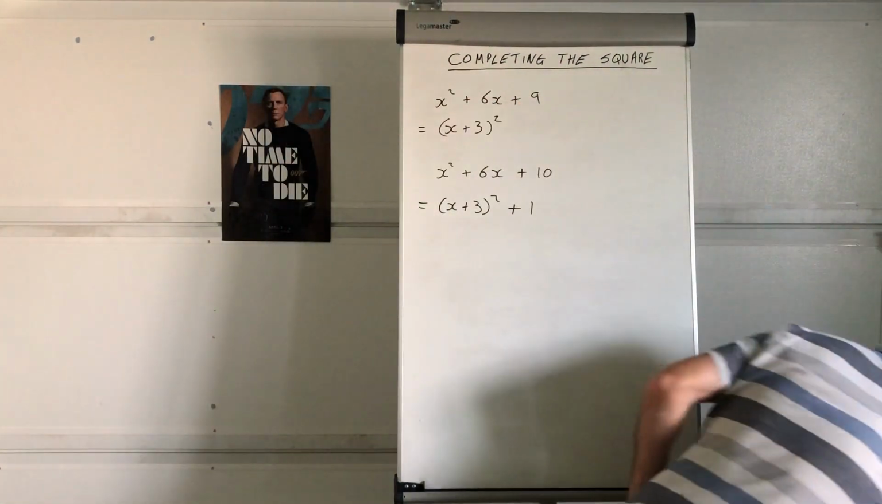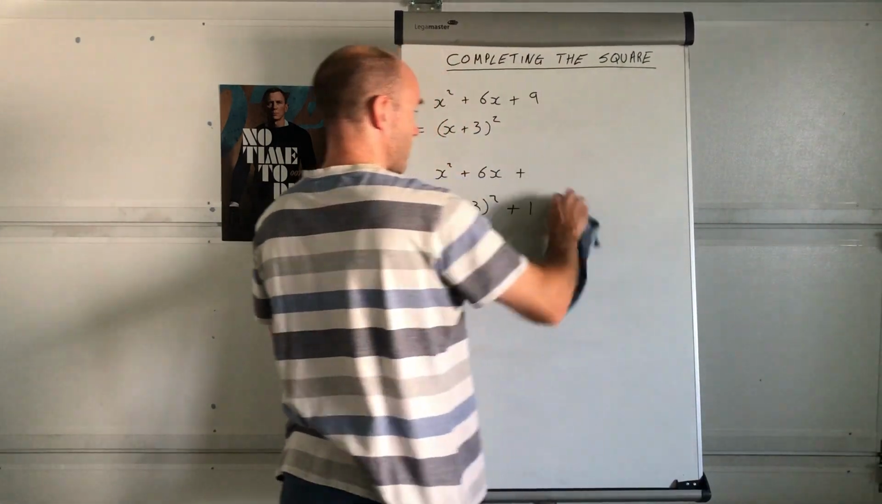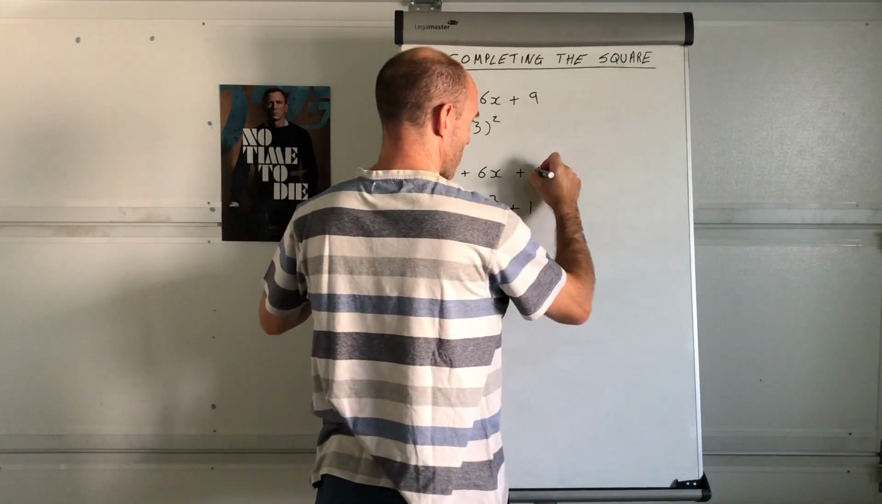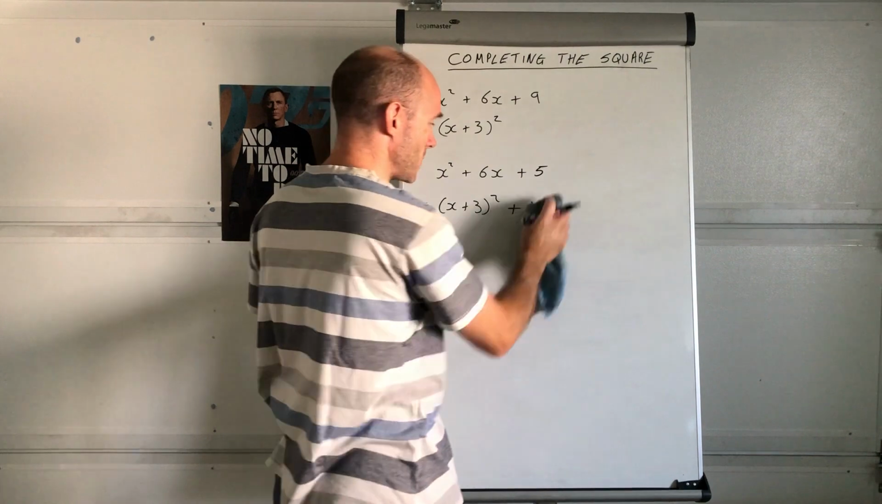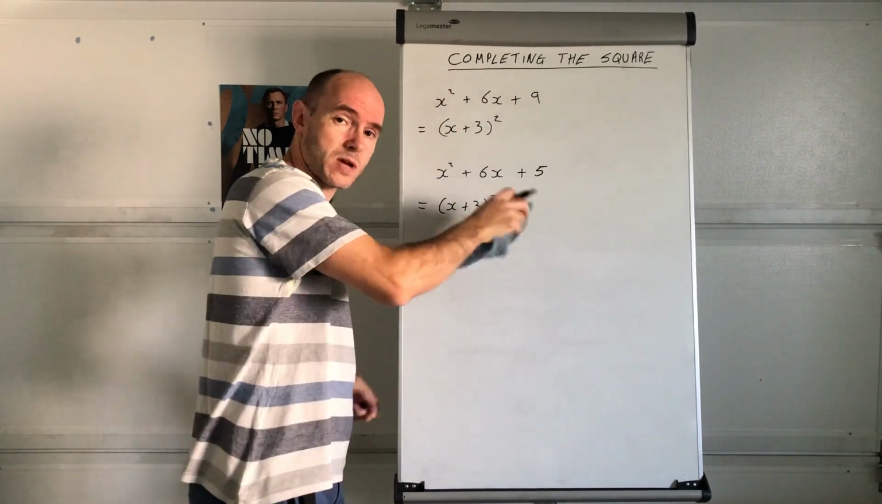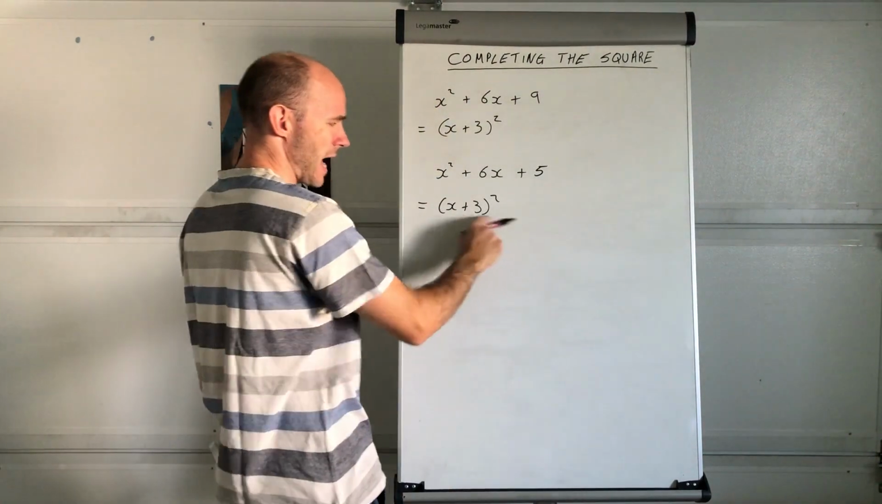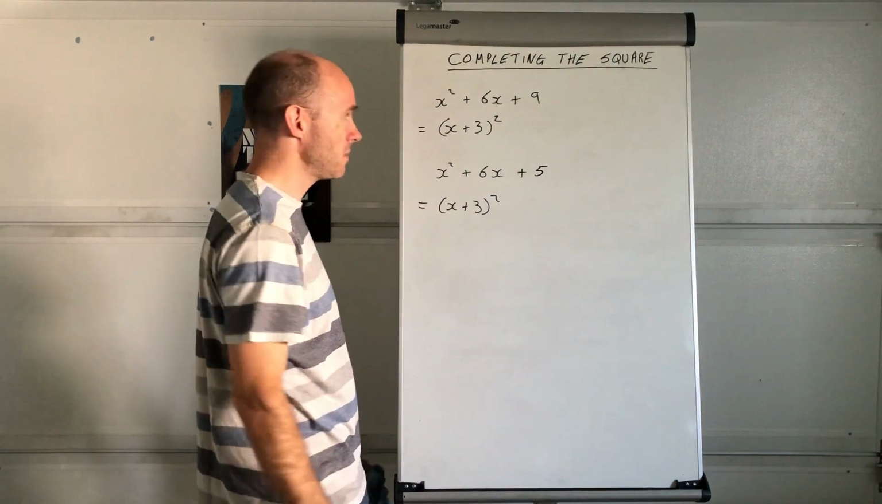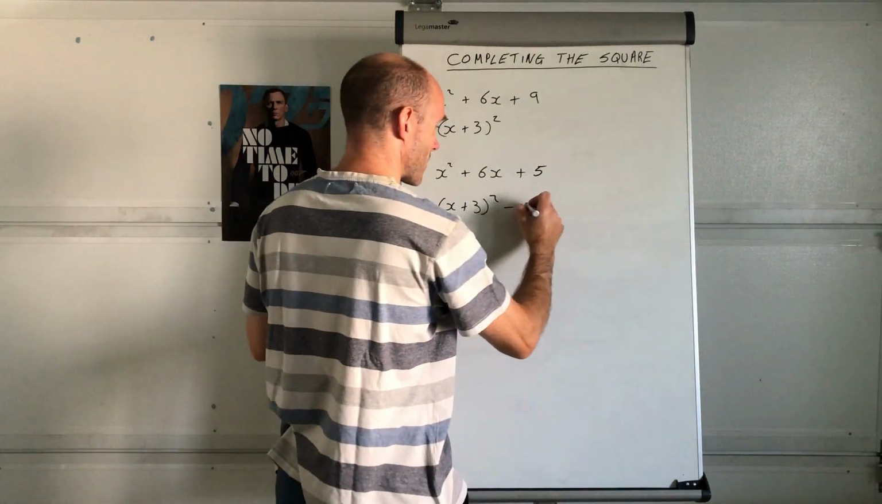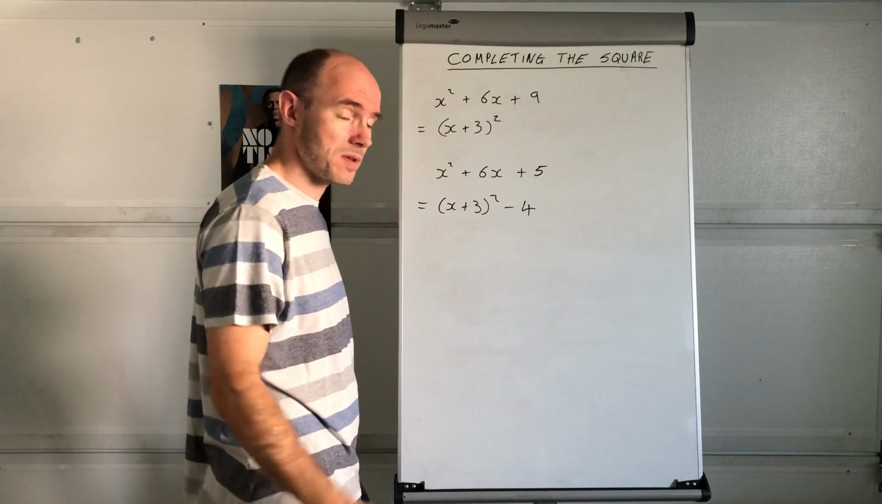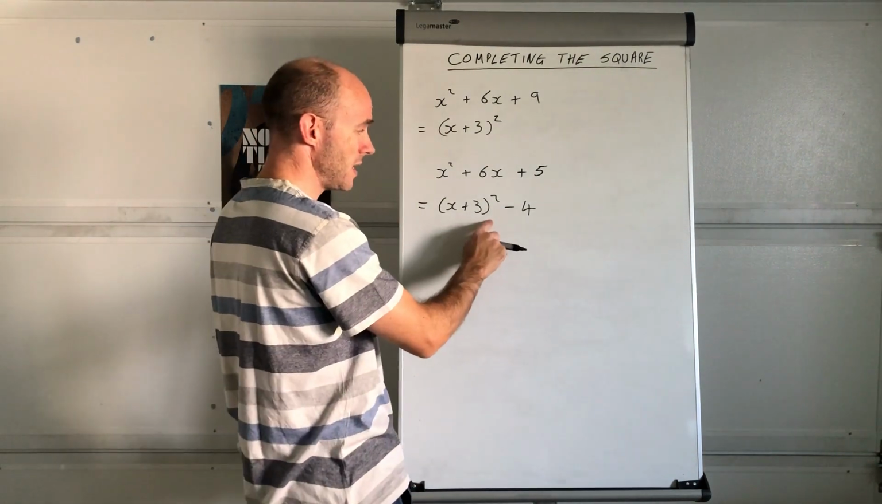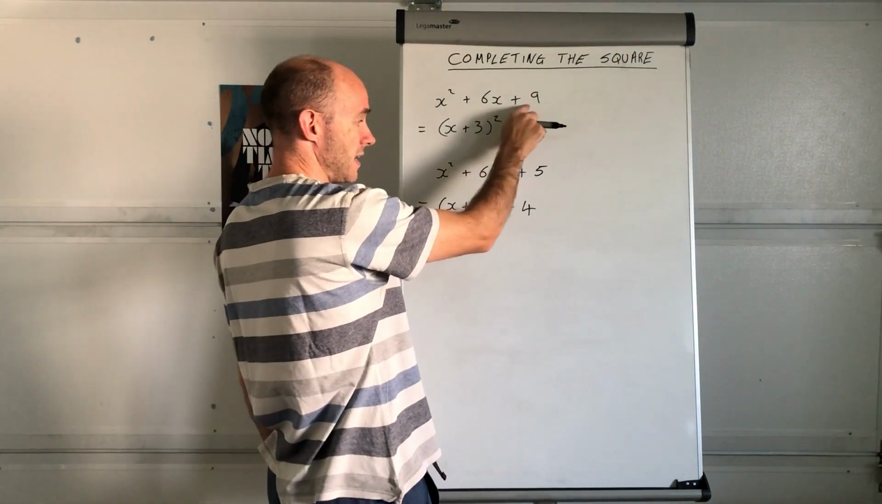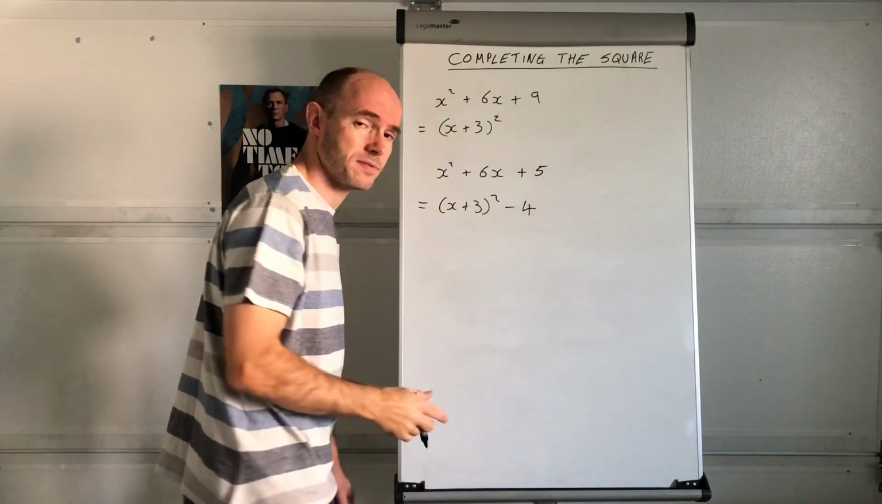Well, what if instead I gave you something like this, plus 5? Can you see what I do instead? What do we add on to the end or subtract from the end? Gave you a clue there. How do we complete this square term? Well, all we do is just subtract 4. That is it. Hopefully you can see that because x plus 3 squared will give us x squared plus 6x plus 9. If we then subtract 4, you get plus 5.